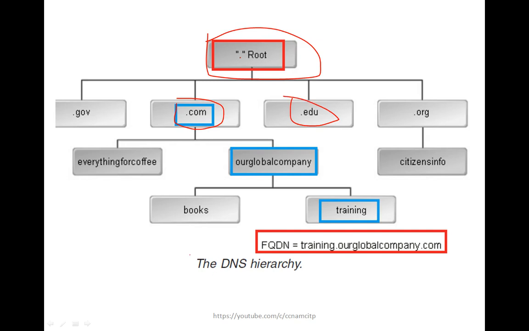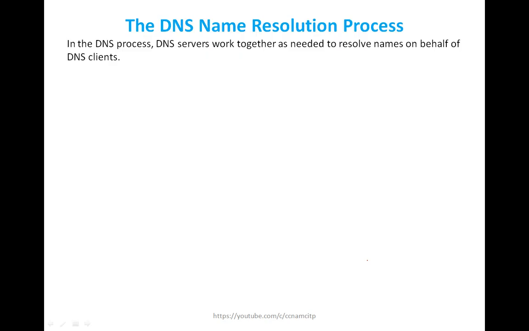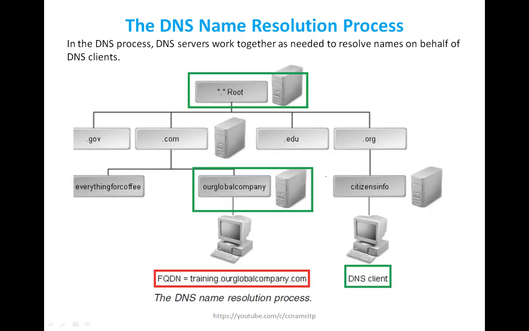So if you talk about this hierarchy, how it is started. This one is your fully qualified domain name, and this training, for example, is your system name or host name. So it starts from here, or whatever name you have given, like training dot global company dot com. So it is moving like this to .com. I will tell a little bit more about this hierarchy in coming slides.